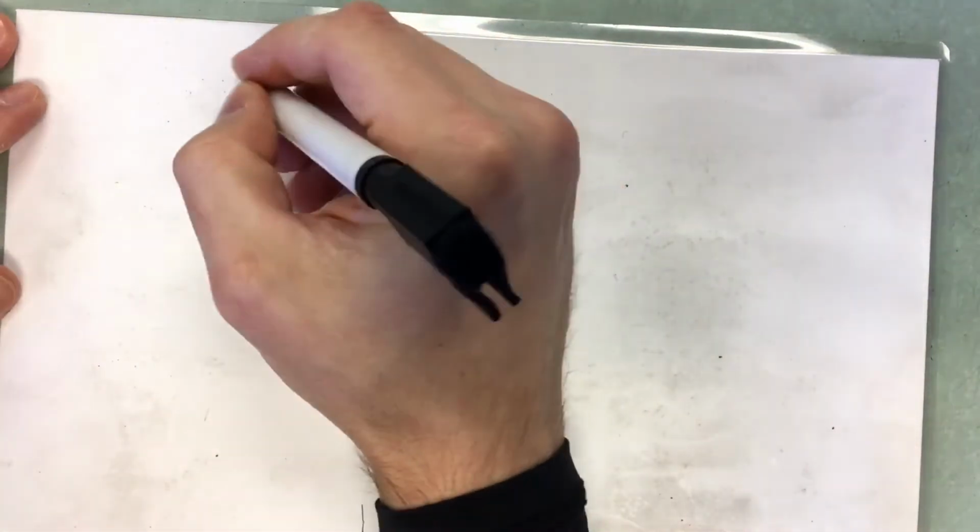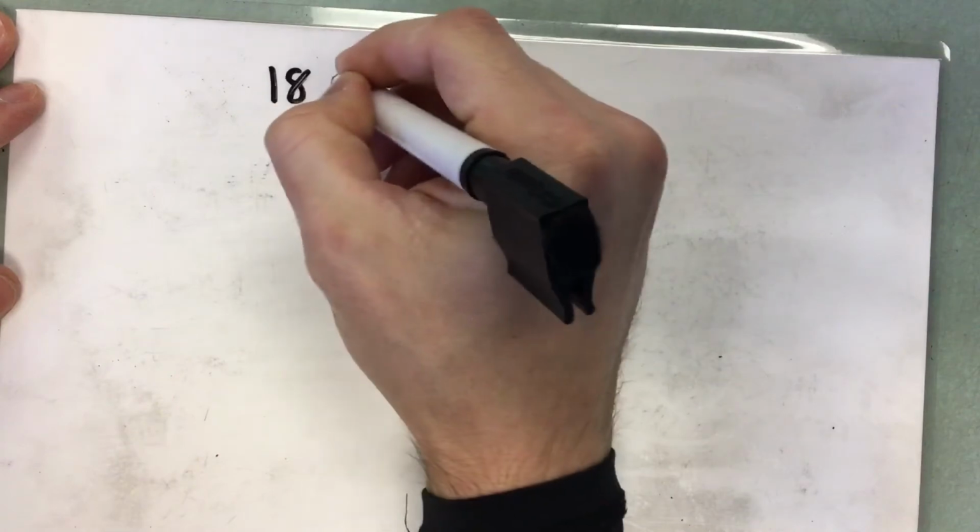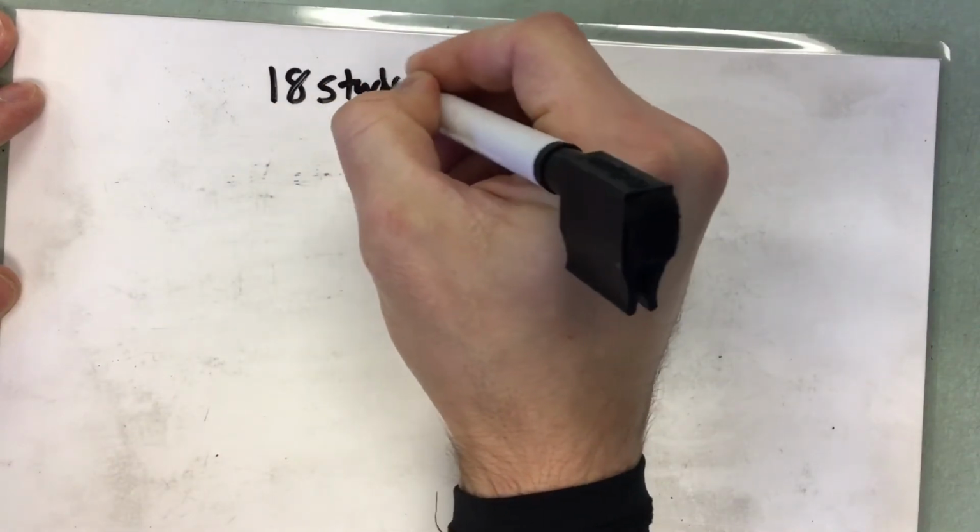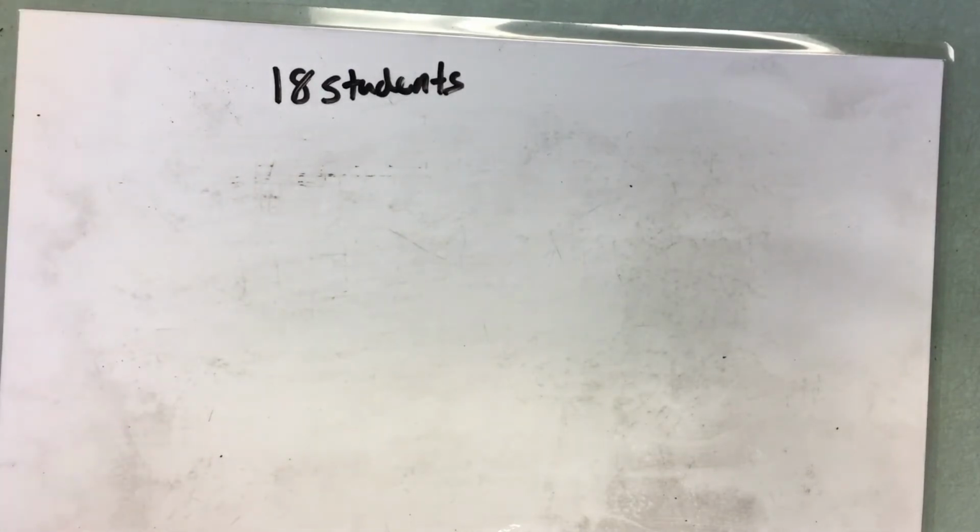So let's begin by estimating about how many students are at Fairview. So how would I do that? Well, one strategy I could use is if I know about how many students are in each class. So let's pretend that there are about 18 students in each class. Some classes have more, some have less, but there's around 18 students in each class.